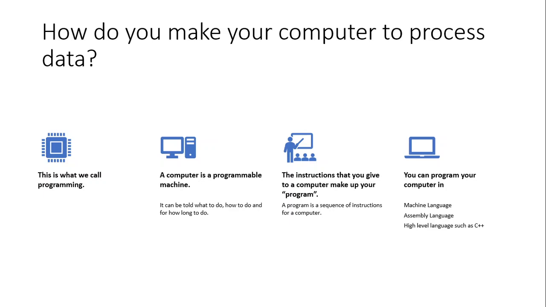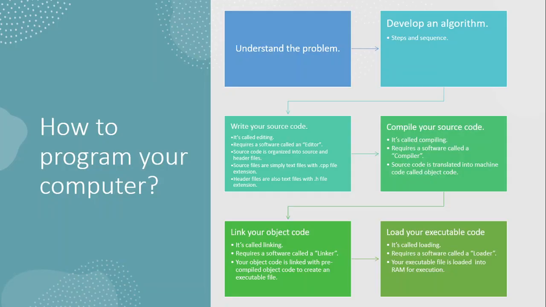Now, what are those steps? We have talked about it, so let us go over it again. How do we program our computer? These steps are: understand the problem and develop an algorithm. These you need to do in any case. They may not be part of the process of actually writing the program, but in order to solve any problem using a computer, you must understand the problem first.